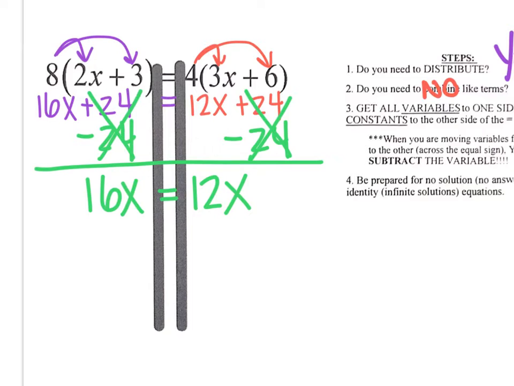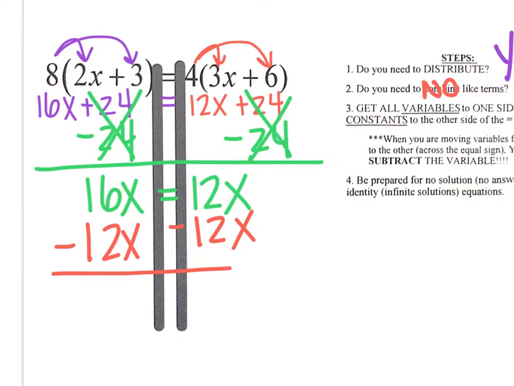But I need all my variables on one side. So what I can do is subtract 12x from the left. And I know I've said not to do this, but this way you can do it. I'm going to subtract it from the right, or from the left. Alright, when I do this, I get 4x equals 12x minus 12x is 0.